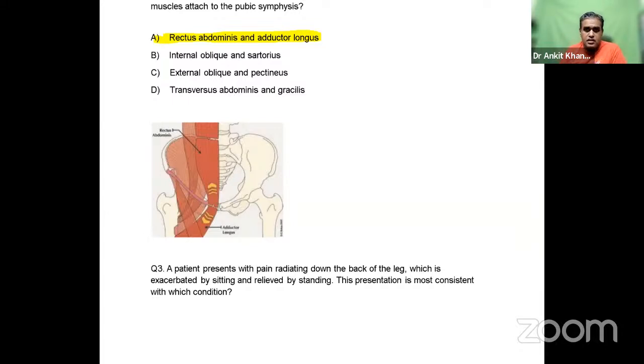When we sit, we are flexing the hip joint. So there's more stretching of the sciatic nerve. Yes or no? Because the sciatic nerve is present in the buttock region. When you're sitting, you're flexing the hip joint. Obviously, the buttock region is being stretched, and relieved by standing. Let us see the options.